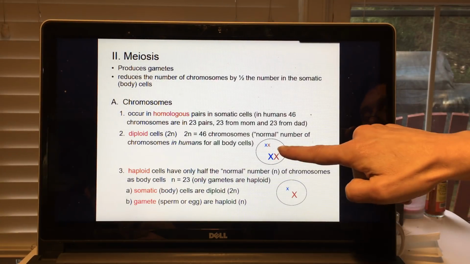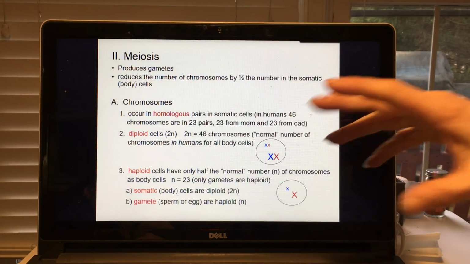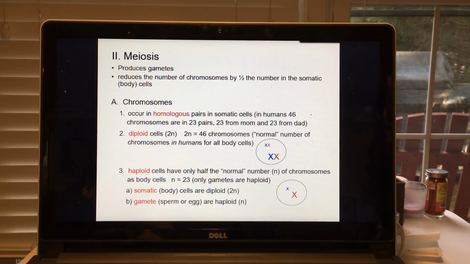All somatic cells are diploid, I guess with the exception of adult red blood cells that don't have any DNA. And all gametes are haploid. Now, you're going to be doing some activities that are going to ask you, is a cell somatic? Is it haploid? Is it diploid? Is it a gamete? And I've seen students write somatic and gamete, or diploid and gamete, and those two don't work together. If it is somatic, it is diploid. If it is gamete, it is haploid. So don't get those confused. All somatic cells are diploid, all gametes are haploid.